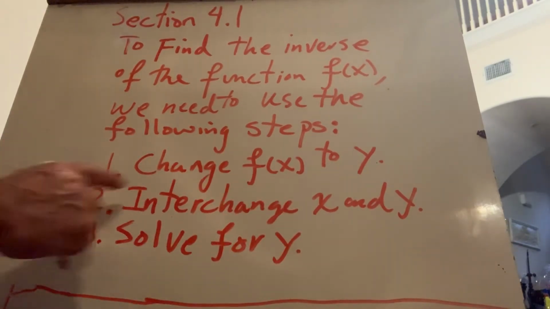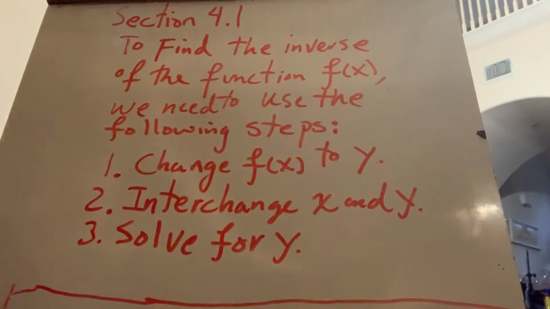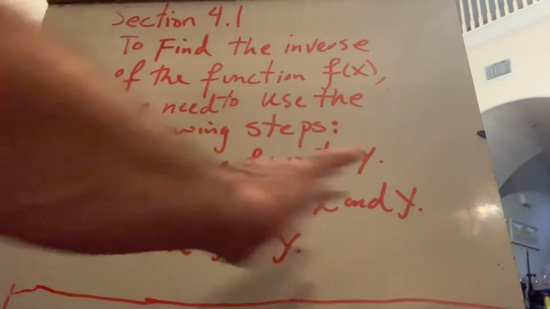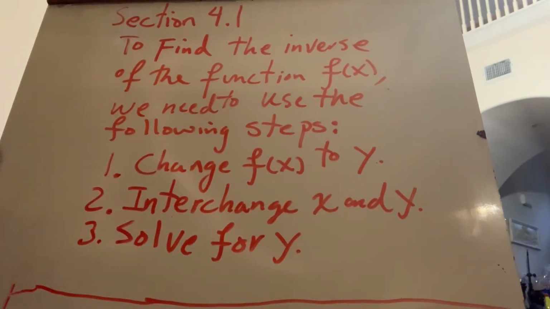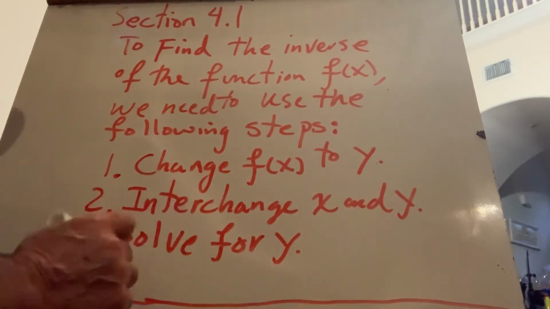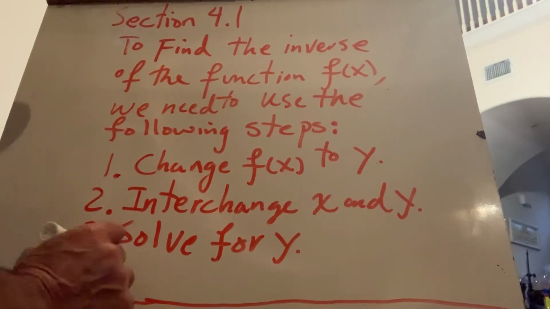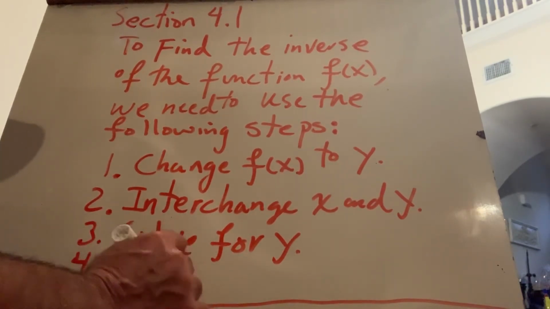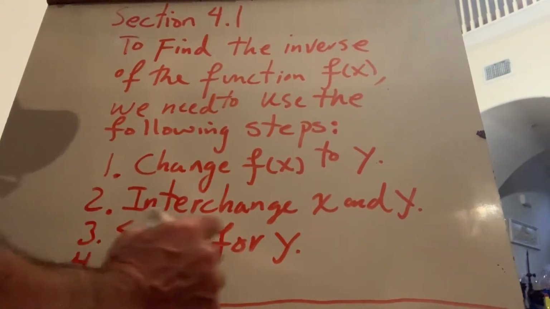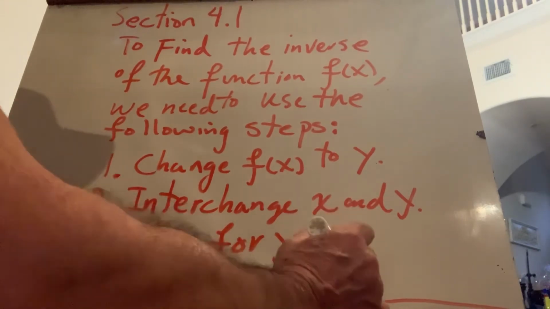In step 2, you interchange x and y. So now you take that new equation and solve it for y, which means you isolate the y and put everything else on the other side. By the time you solve for y, you've already found the inverse, except you just have to rename the y you found as what we're looking for, which is f inverse of x. So the last step, step number 4, is change y to f inverse of x.